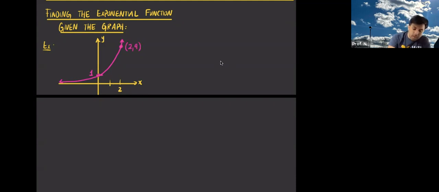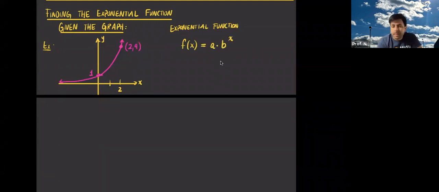So what do I know from the original exponential form? What's the exponential function form? The exponential functions look like this: f of x equals a times b to the x. That's what they look like, right? Now, what is my y-intercept? Immediately, I realize that this is my y-intercept, 0, 1.